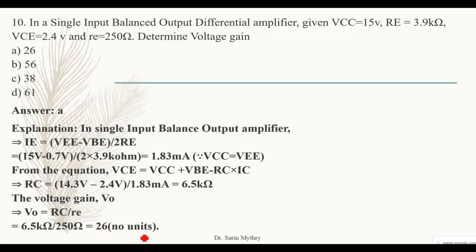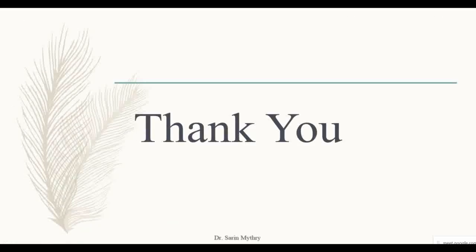And this one will not have any units. Why? Because both are resistances. The numerator is the collector resistance, and the denominator is the internal emitter resistance. So ohms and ohms will get cancelled, and the answer will be 26. So your option A is the correct one. Now we have completed the first 10 MCQs of this particular analog integrated circuit, or linear integrated circuit, subject.